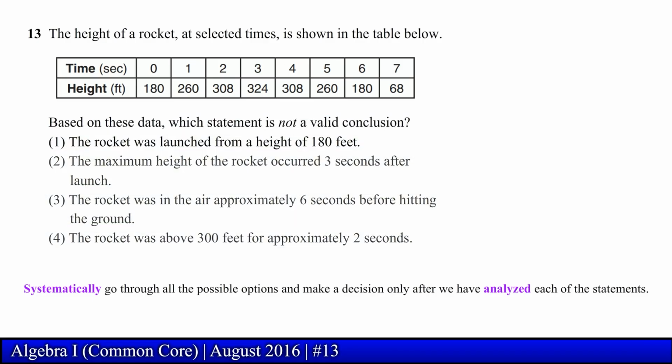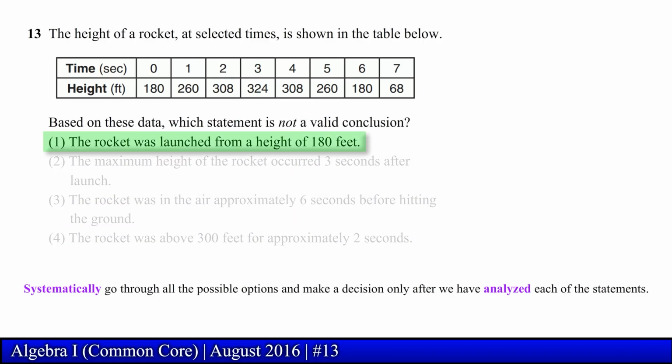Let's start with option 1. The statement reads, the rocket was launched from a height of 180 feet. Let's take a look at the table and find proof that backs up this statement.